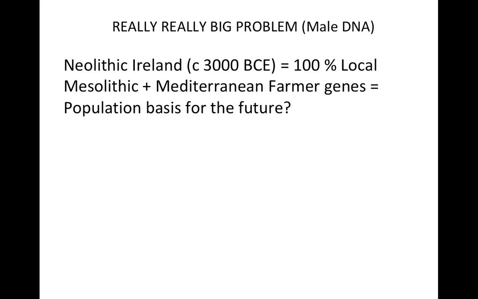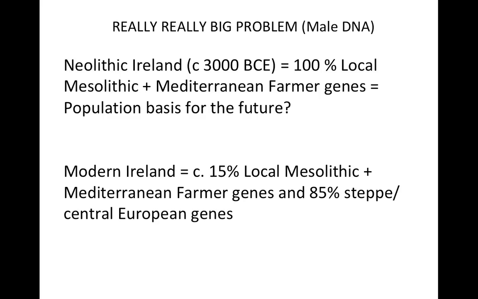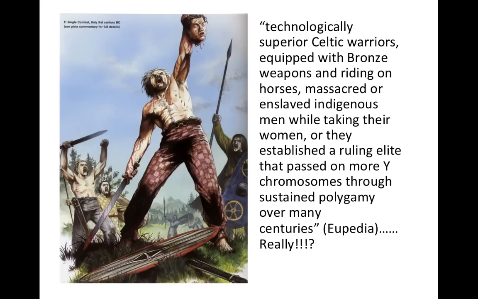Logic and logistics would have basically predicted that no migration after 3000 BC should have been anywhere near as large as the host population of Ireland at the end of the Neolithic. It should have been much less. It's going to be a minor group of plantation or something like that. But if you take a look at modern Ireland, according to DNA, only about 15% is local Mesolithic and Mediterranean farmer genes, and 85% comes from steppe or Central European genes.